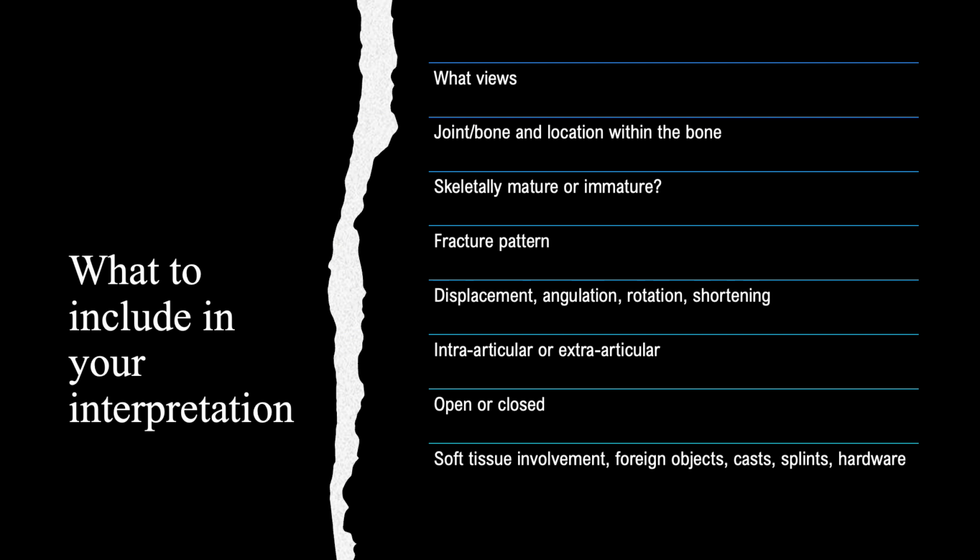Is it displaced? Is it angulated? Is there rotation? And is there shortening? Is it where the joints interact, or is it not where the joints interact? Is it open or closed? And is there any soft tissue involvement, foreign objects, or hardware that is already there? So if you can get anything out of this, this slide is, I would say, the most important: knowing how to talk about an X-ray and what to look at specifically.